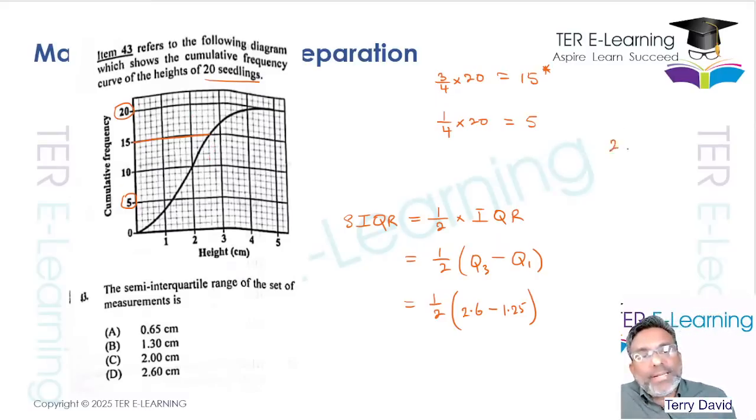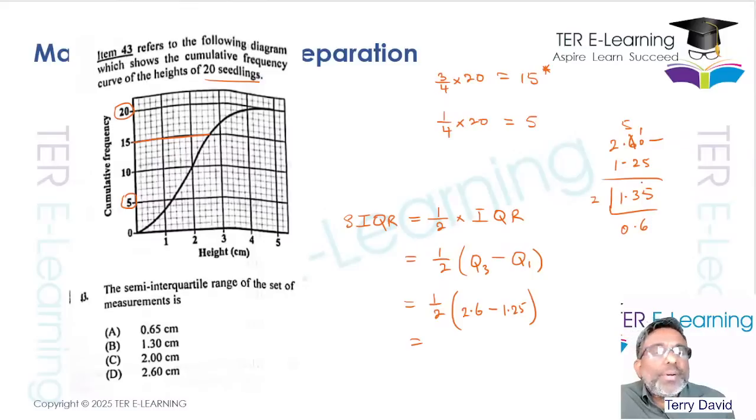So let's see if we get an answer here. 2.6 minus 1.25 is 1.35. We have to find half of that, so we're going to divide this by 2. That's going to be 0.67 something.